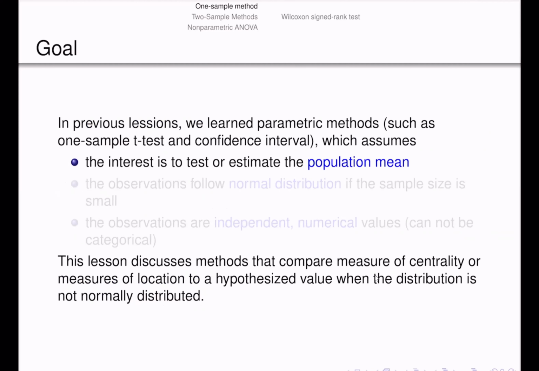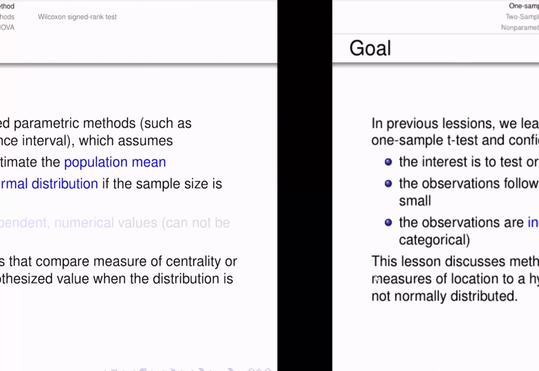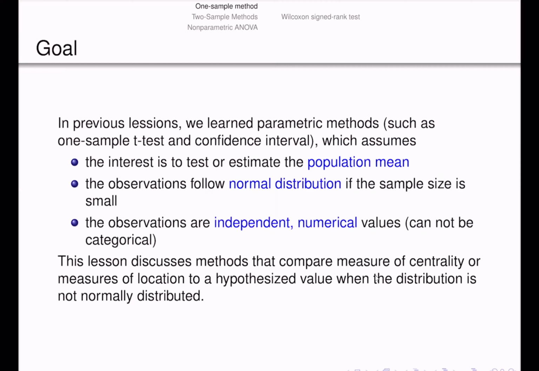First, let's talk about the one-sample method. In past lessons, when we learned the comparison of a single population parameter to a given value, for example, the mean equals 0 or the mean is equal to another given value, we were all assuming that the distribution follows normal. And even if we do not have such a normal distribution, we have to have a large sample size. Beyond that, we also required that the data be a continuous numerical variable and independently observed.